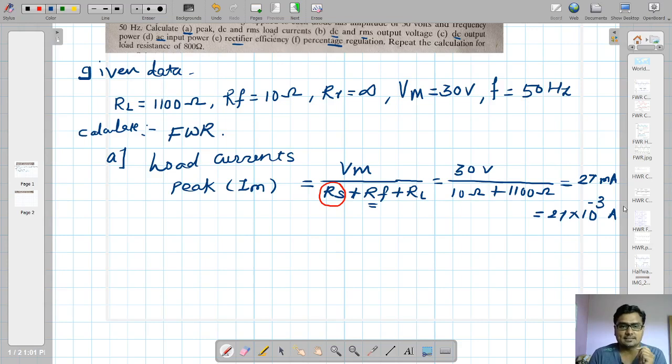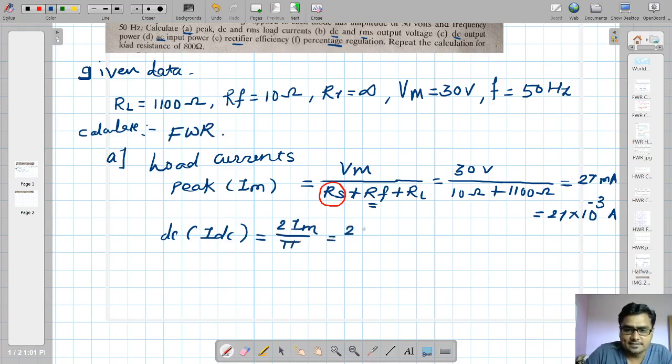The second parameter they want is DC current. They want IDC. Now we have the equation for IDC. What is the equation for IDC for a full wave rectifier? It is twice Im divided by pi. Now put the value of Im. What is the value of Im? Im multiplied by 2, just now we calculated 27 milliamperes, divided by pi.